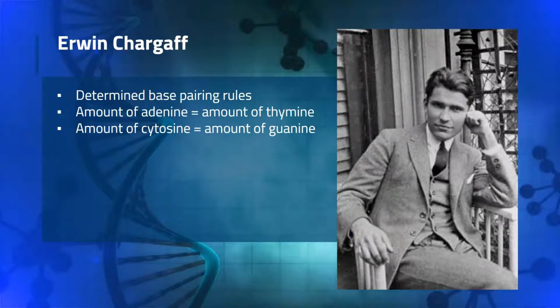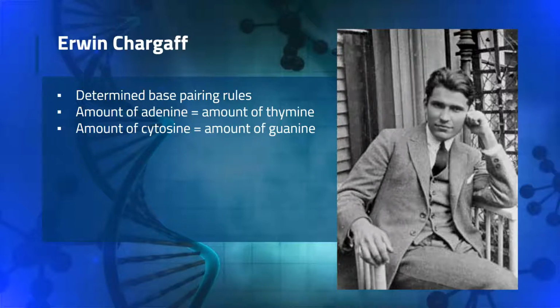But what Chargaff discovered is that whenever he looked at a single strand of DNA, the amount of the nitrogen base adenine always equaled the amount of the nitrogen base thymine. And then he also noticed that the amount of the nitrogen base cytosine was always equivalent to that of the nitrogen base guanine.